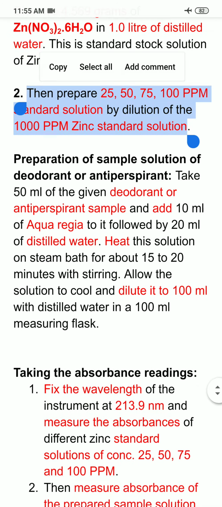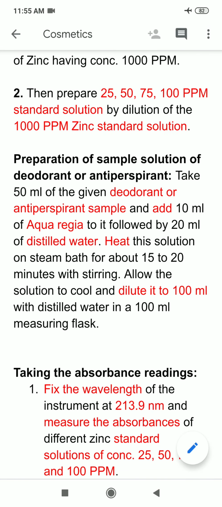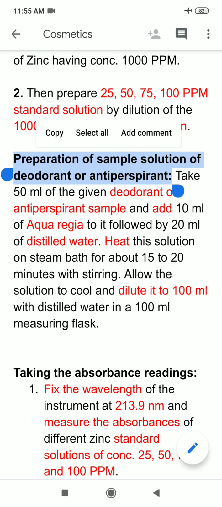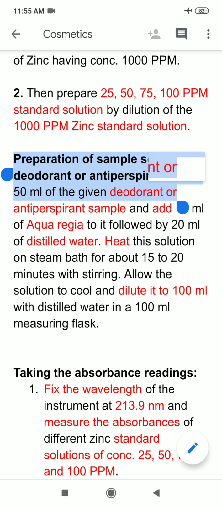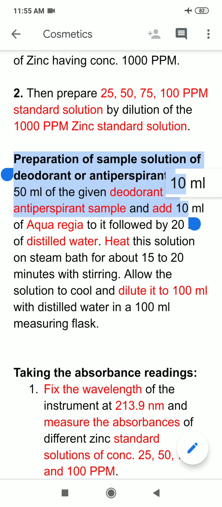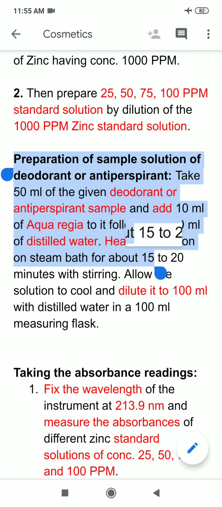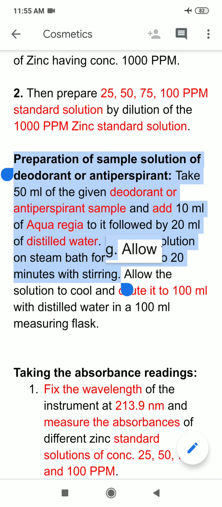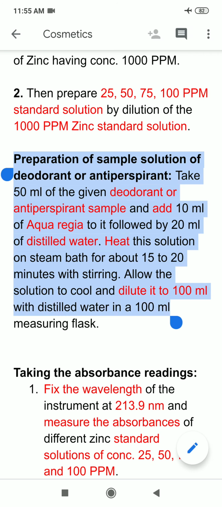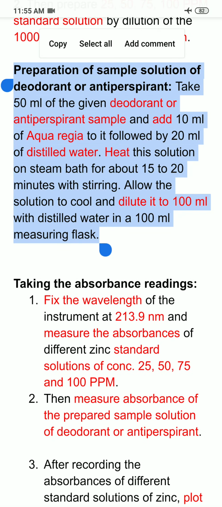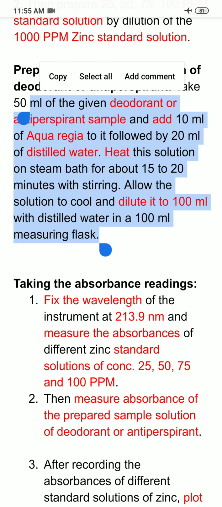Now next is preparation of sample solution of deodorant and antiperspirant. This is similar to how we prepared in case of aluminium. To recapitulate, we took the deodorant or antiperspirant sample and dissolved that in aqua regia followed by addition of water, and then we heated that on a steam bath for 15 to 20 minutes with stirring, and then allowed the solution to cool and diluted to 100 ml with distilled water in a 100 ml measuring flask. So this is our stock solution of deodorant of volume 100 ml. Now this will have zinc.